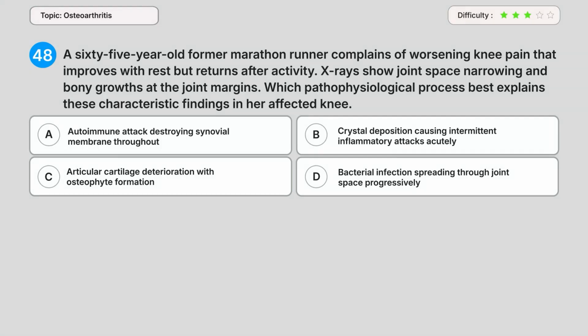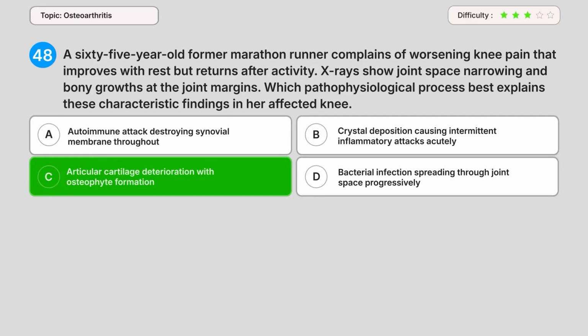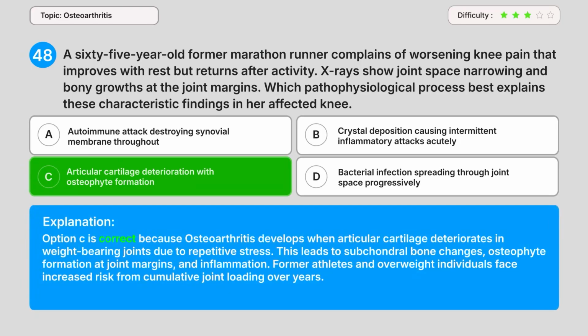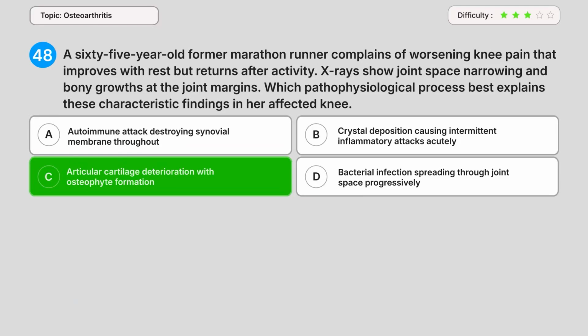Correct answer. C. Articular cartilage deterioration with osteophyte formation. Osteoarthritis develops when articular cartilage deteriorates in weight-bearing joints due to repetitive stress. This leads to subchondral bone changes, osteophyte formation at joint margins, and inflammation. Former athletes and overweight individuals face increased risk from cumulative joint loading over years.